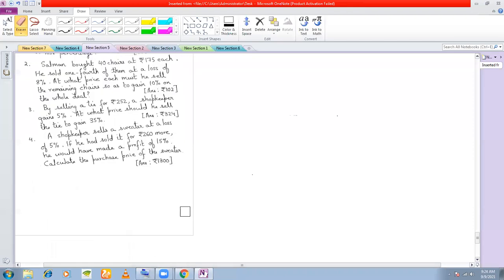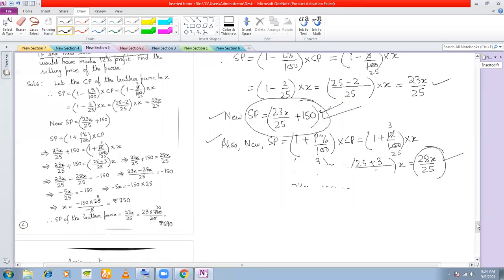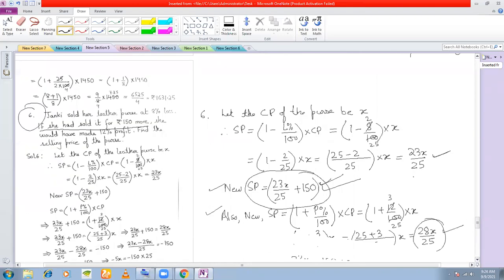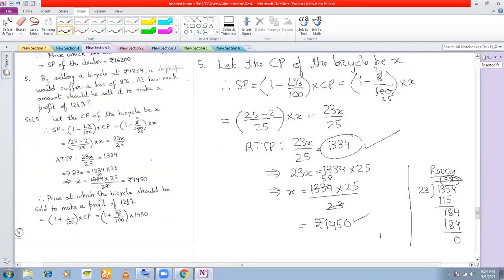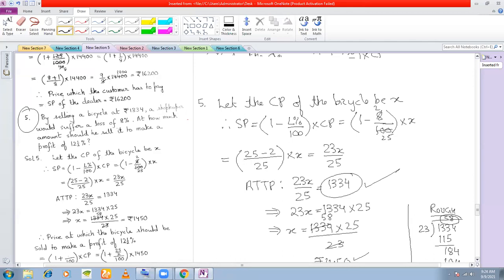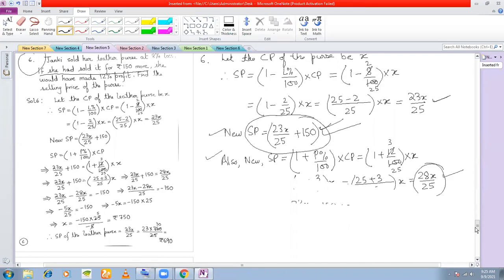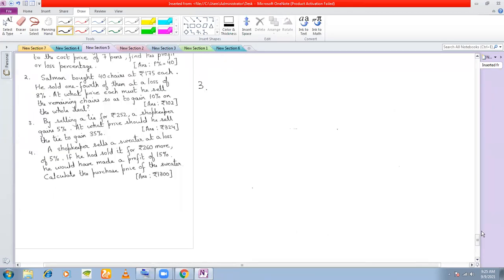Now these problems 3 and 4 are very similar to the last two problems that we did, number 5 and 6. We'll just go over them very quickly. If you have understood number 5 and 6, you will be able to do these two also. So very quickly, let us go through this.